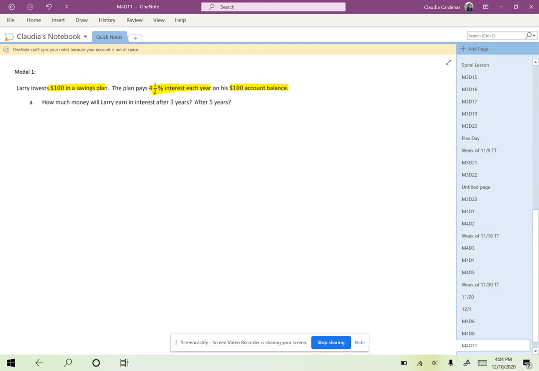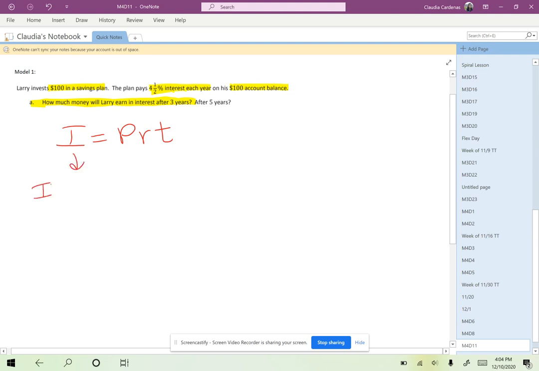So looking at this problem, they want to know how much interest Larry will earn after 3 years and then also after 5 years. So there's two parts to the question. We're going to focus on the 3 years, and then you guys are going to do the 5 years in your draw it activity. If we look at our star chart, there is a special formula that we use when dealing with interest, and it is I equals PRT. So go ahead and write this on your paper.